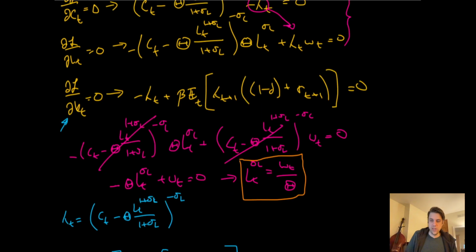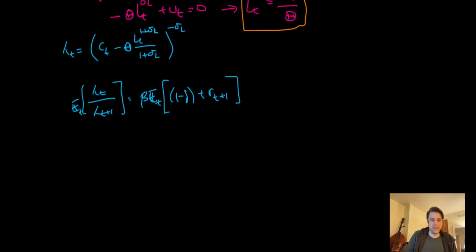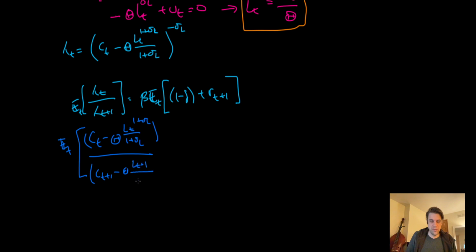You can now substitute in λ_t. Of course, written like this, it's very clear what you mean, but I'll do it. So we can plug this in. We'll plug in that the expectation at time t of (C_t − θ L_t^(1+σ_L)/(1+σ_L)) divided by (C_(t+1) − θ L_(t+1)^(1+σ_L)/(1+σ_L)), and then all of this together raised to the minus σ_C, is equal to β times the expectation at time t of 1 − δ + R_(t+1).